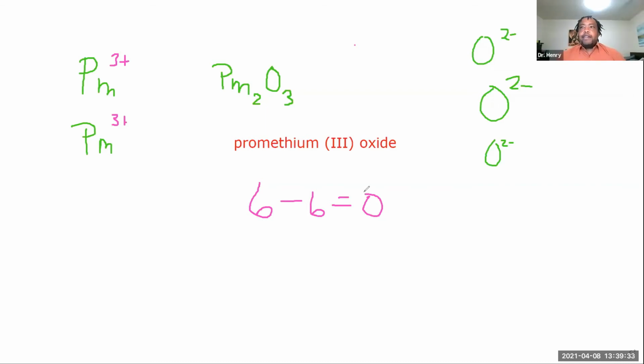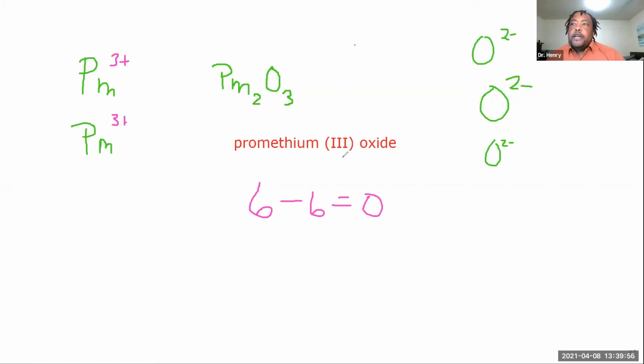Okay, excellent. So are you feeling confident? Dr. Henry, I have a question. So the reason why it's 3 oxide, is it because of the 3 oxygen? Is that what it is? Or is it because of the charge of PM?